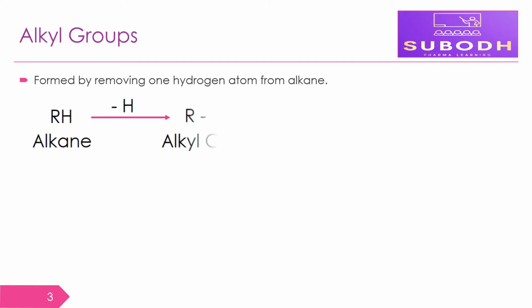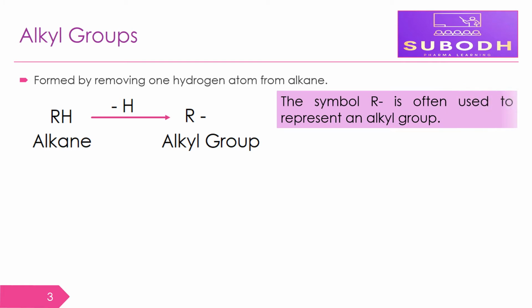Firstly, we will see what is alkyl group and how it is formed. The alkyl group is formed by removing one hydrogen atom from alkane. The symbol R is often used to represent an alkyl group.